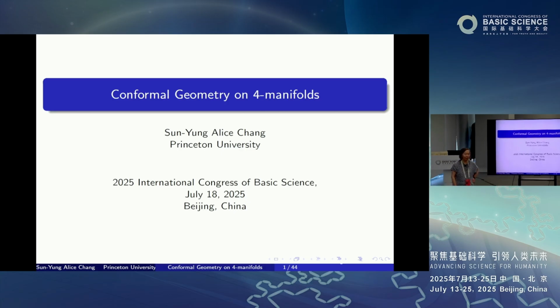It's a pleasure to be here and a little bit intimidating to see my name among the distinguished speakers. Okay. I will talk about a subject I'm personally involved in, conformal geometry, and mainly talk about the development in four manifolds.